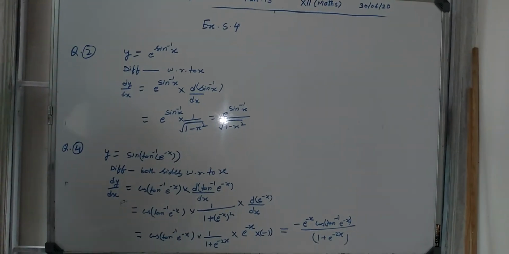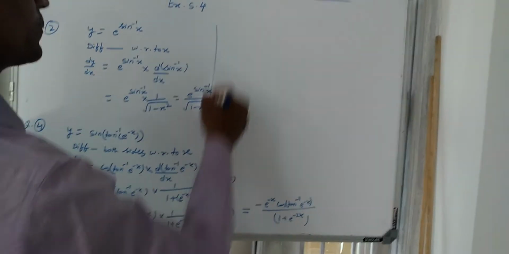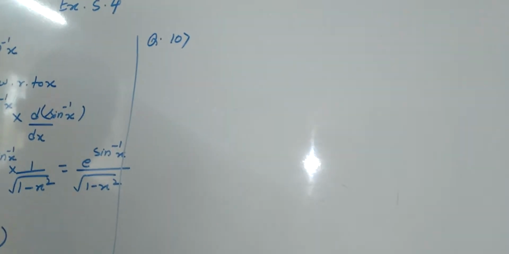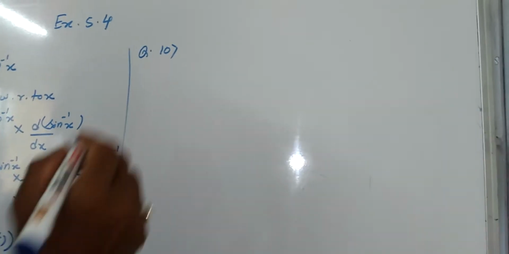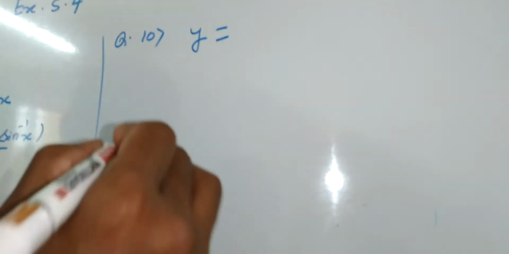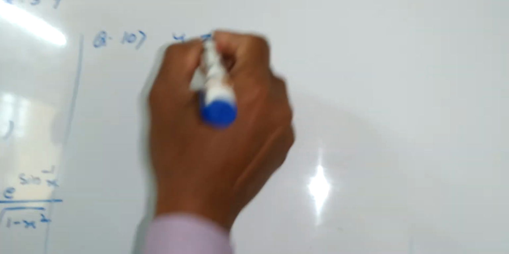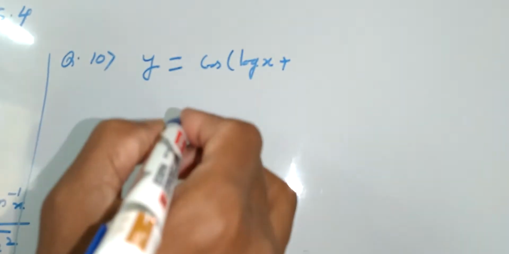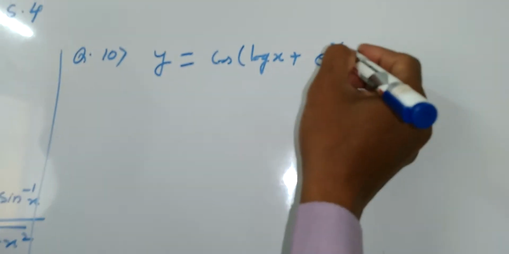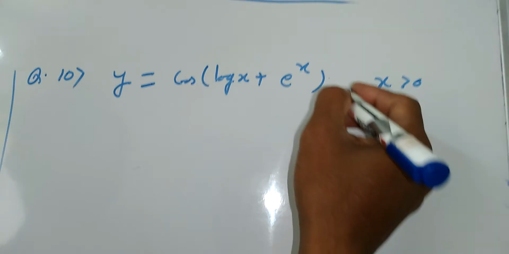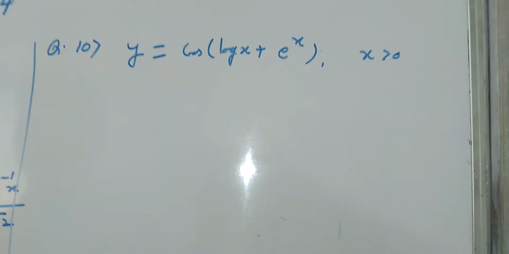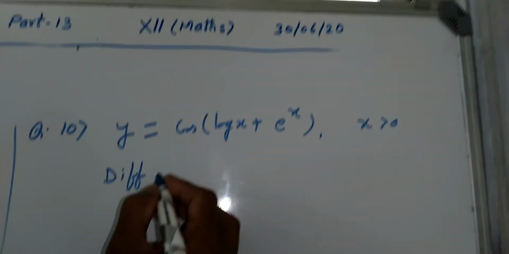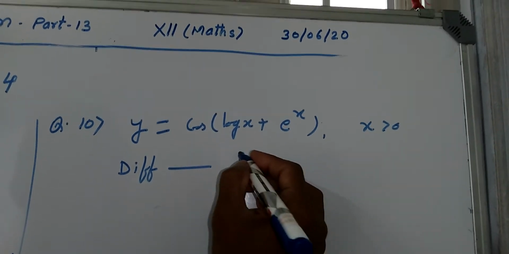Now next, question number 10. Question number 10 is the same type of question. Again we have to differentiate, find the derivative of cos of log x plus e to the power x, where x is positive, because for a negative number log is not defined. Again we will differentiate by using the chain rule, both sides with respect to x.